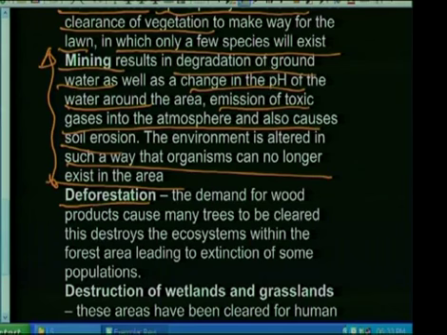Deforestation: the demand for wood products, furniture in your houses, or wood to burn, may cause many trees to be cleared. What about paper?